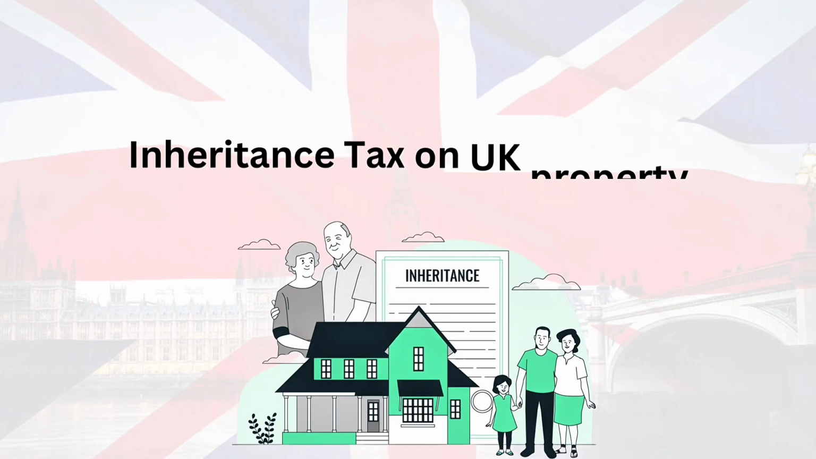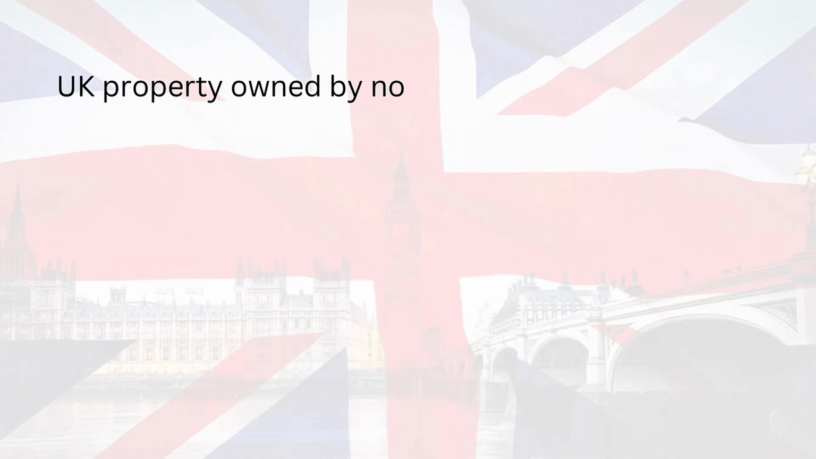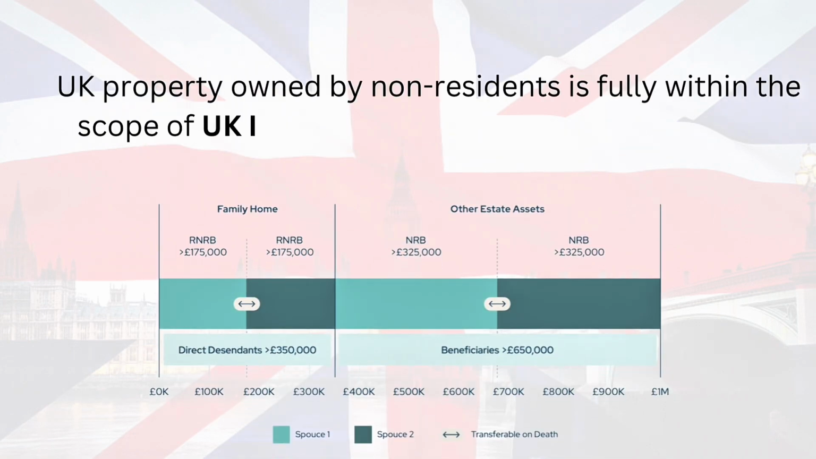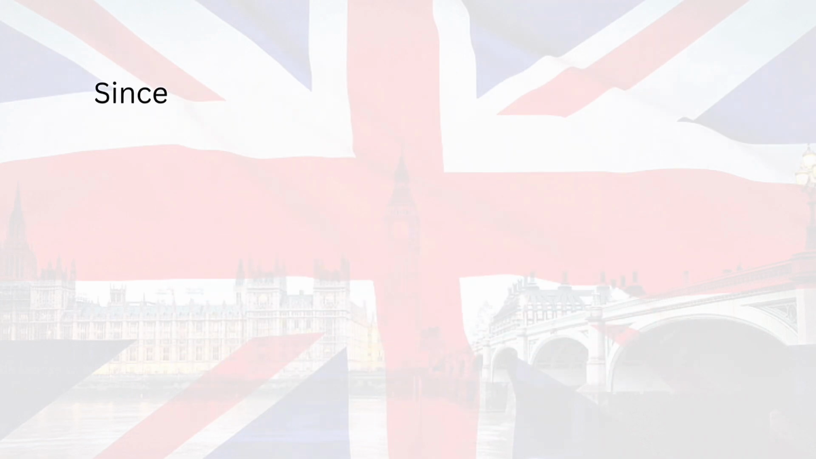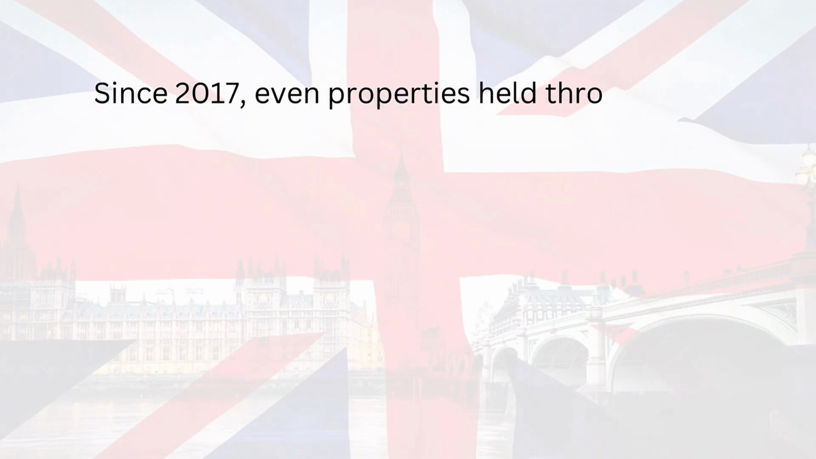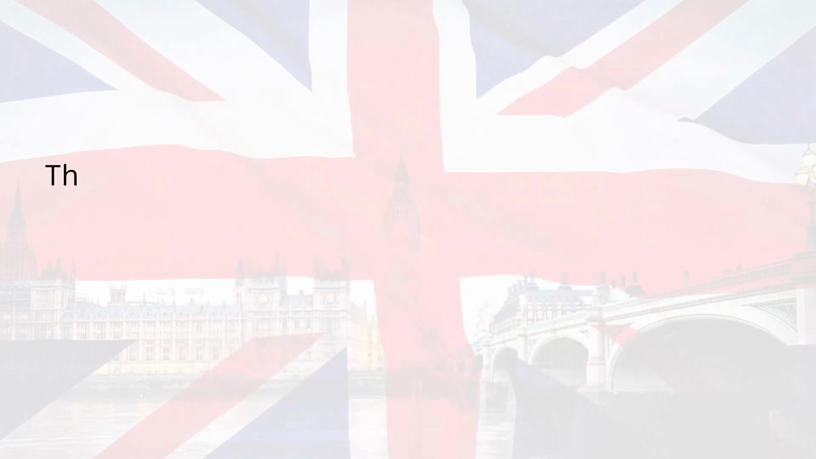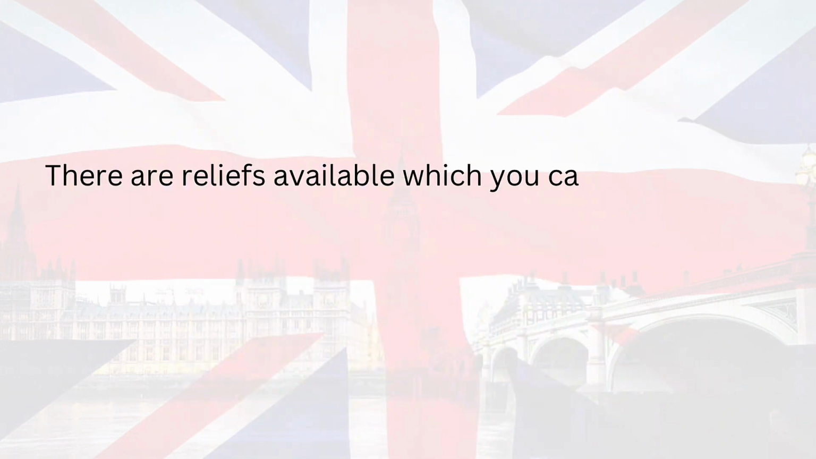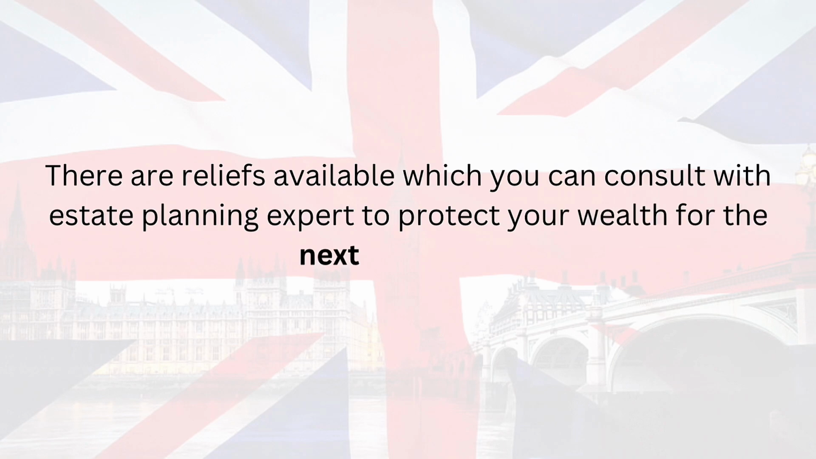Next, let's talk about a long-term tax consideration that is often overlooked, which is inheritance tax. UK property owned by a non-resident is fully within the scope of UK inheritance tax. The basic nil rate band is £325,000 since 2017. Even properties held through offshore companies are no longer shielded from IHT. There are reliefs available, which you can consult with an estate planning expert about to protect your wealth for the next generation.